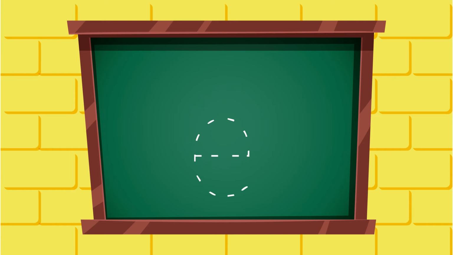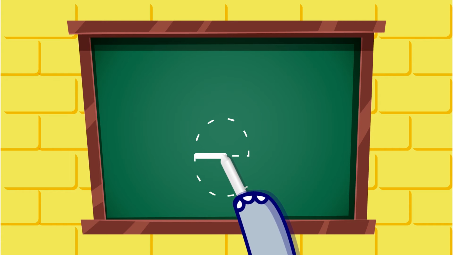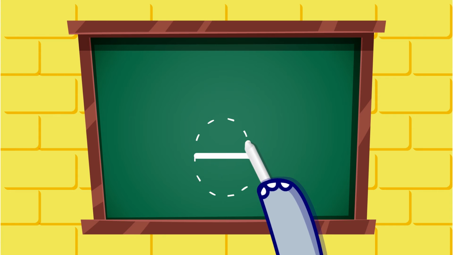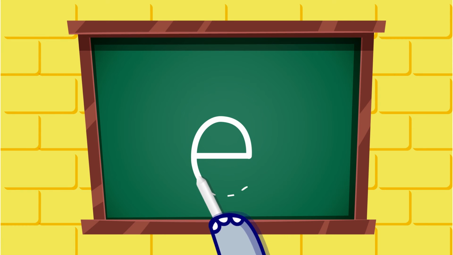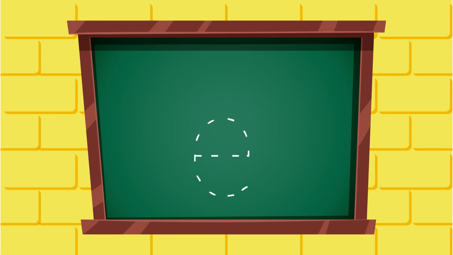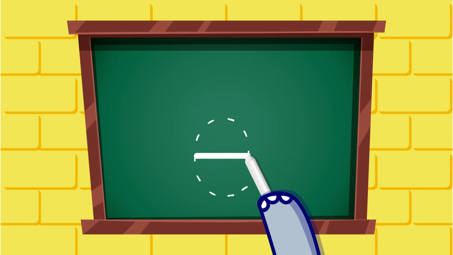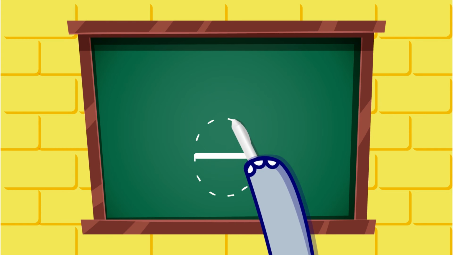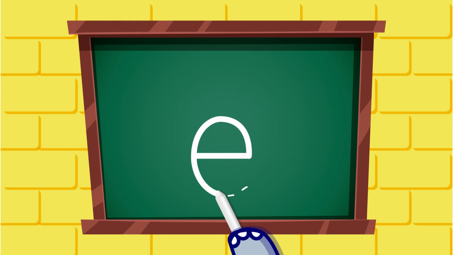Let's try it again. Across, up and around to the bottom. Excellent! Now check if you did it right. Well done! Now you know how to write the letter E.